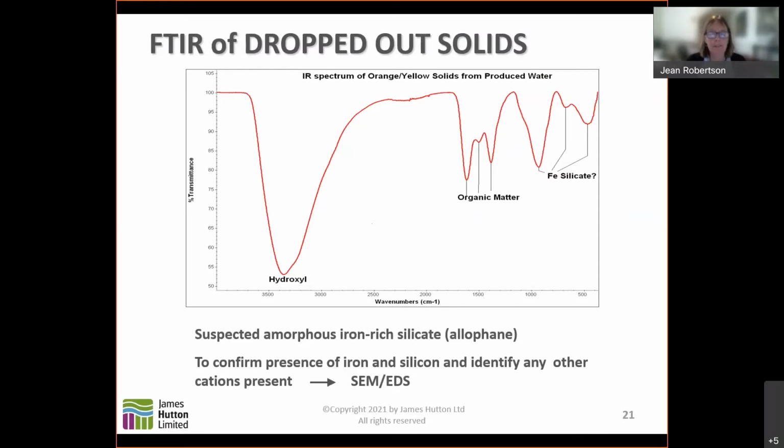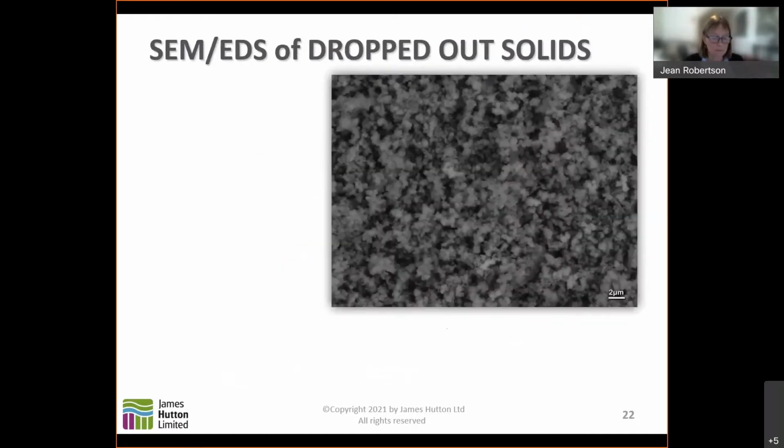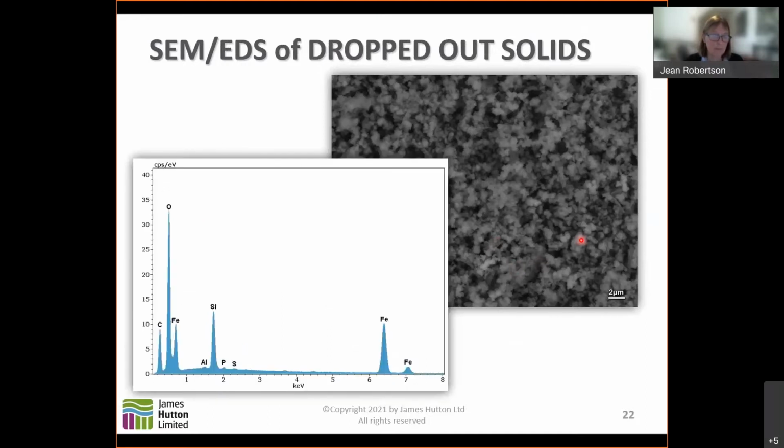So sometimes if we're not entirely sure, we need to get some backup from elemental analysis, and this is where we pass it back to SEM EDS to try and confirm whether what we suspect is backed up by the elemental analysis and see whether any other cations are present. Okay, so back to SEM, and we took an image of the material.